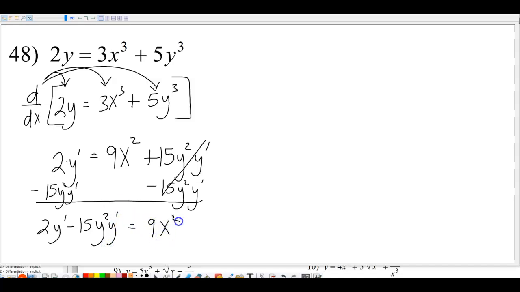So that's the first new step that we have to do whenever you have two y primes, or more. You could have more y primes, by the way. But the point is put them all on one side, and anything that doesn't have a y prime, put it on the other side. Now, the next new step with these types of problems is we want to factor out the y prime. So what that means is I'm going to take the y prime out of both of those terms there, those chunks.